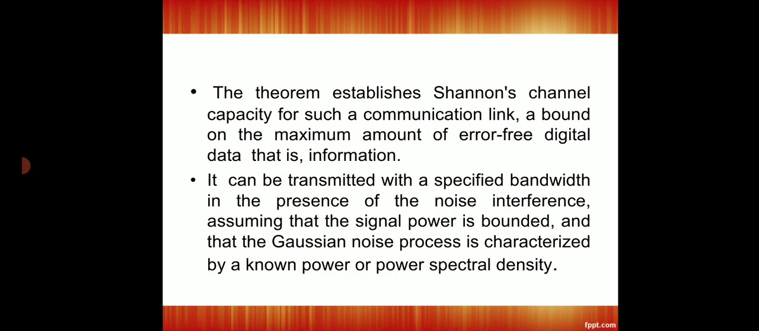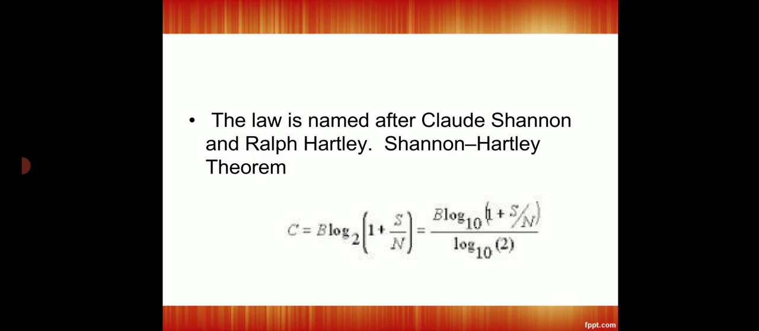So we call this the Shannon-Hartley theorem. This theorem establishes Shannon's channel capacity, that is, the maximum amount of error-free communication, the capacity of transferring information without any error, within a specified bandwidth where some noise or interference can be present. It assumes the signal power to be bounded, which we call power spectral density. This can be written as C = B log2(1 + S/N), which is equal to B log10(1 + S/N) divided by log10 2.